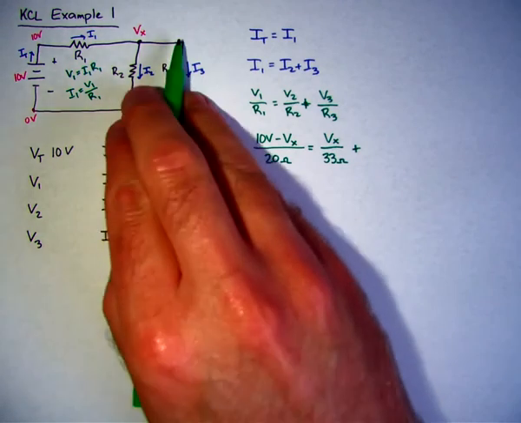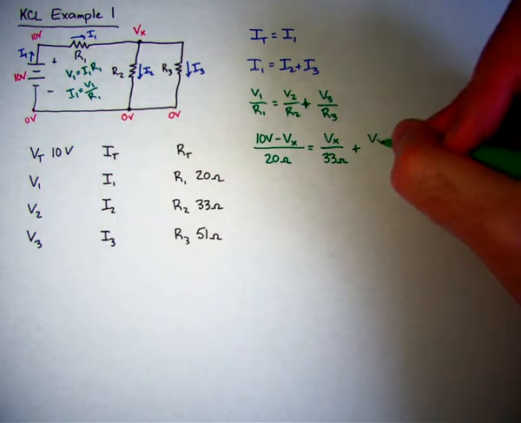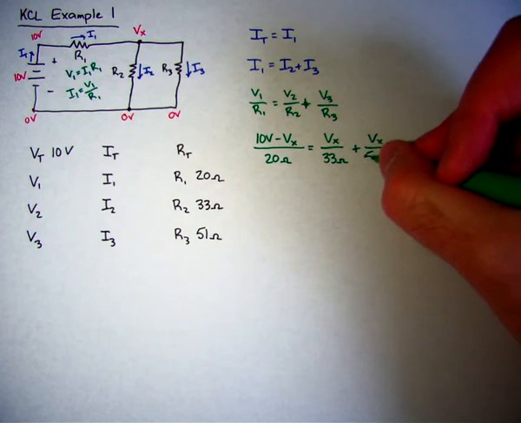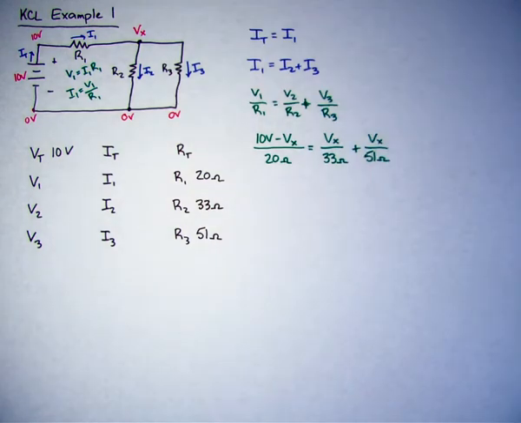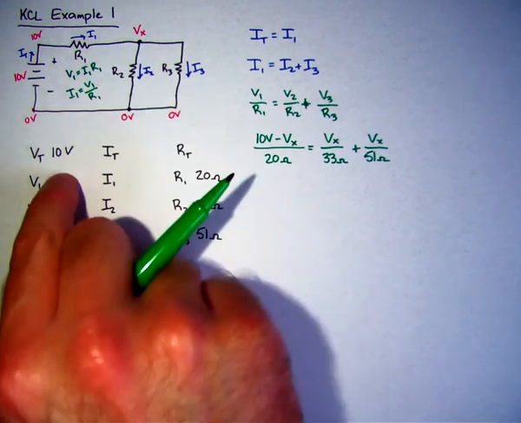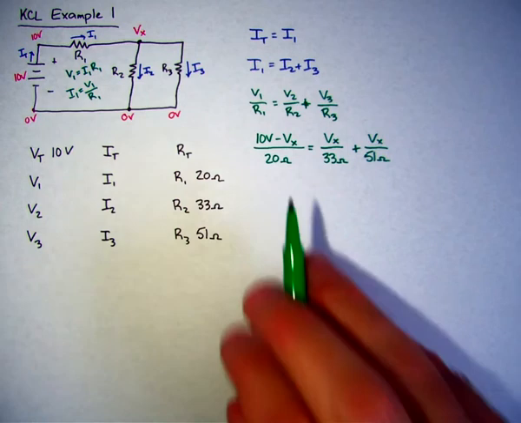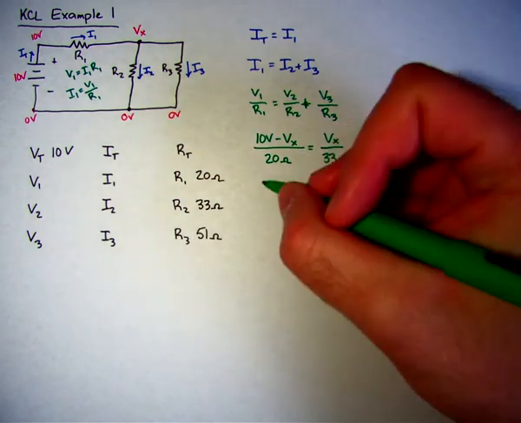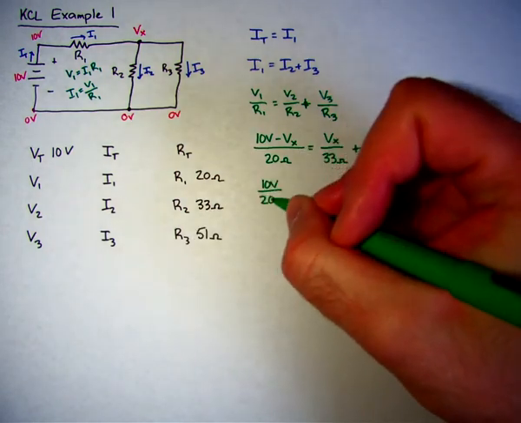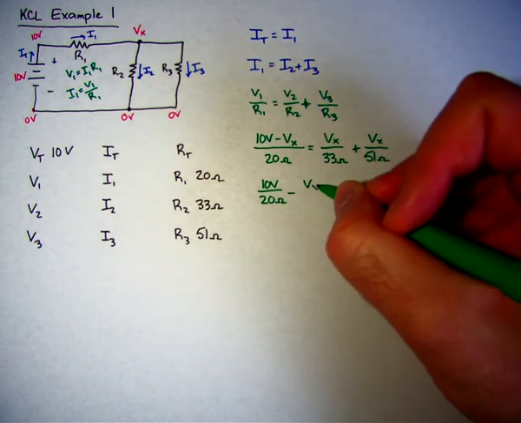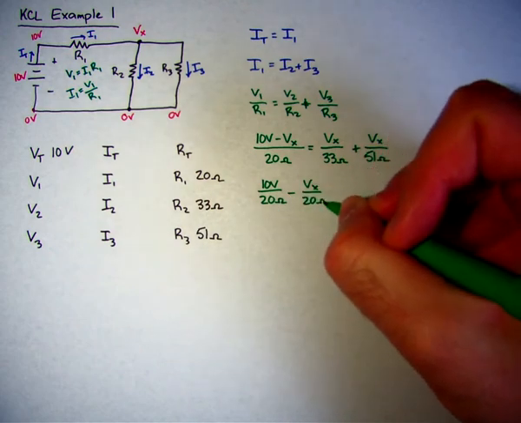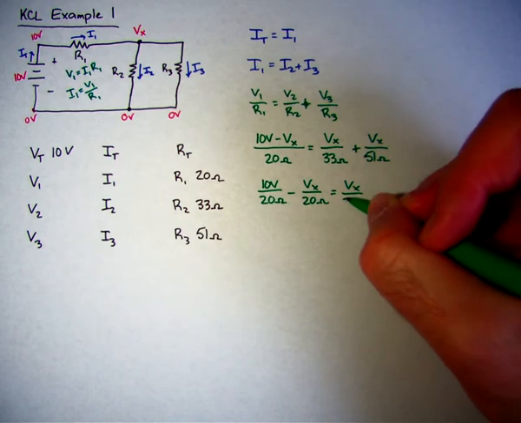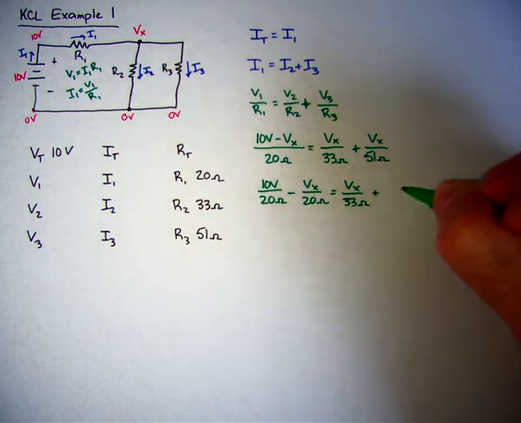V3 is just Vx minus 0, so that's just Vx, and that's divided by 51 ohms. Now if you look at this equation here, I have one variable, Vx. So I'm trying to solve for that Vx, and then I can use that to figure out V1, V2, and V3. So if I split up this fraction, I have 10 volts over 20 ohms minus Vx over 20 ohms equals Vx over 33 ohms plus Vx over 51 ohms.